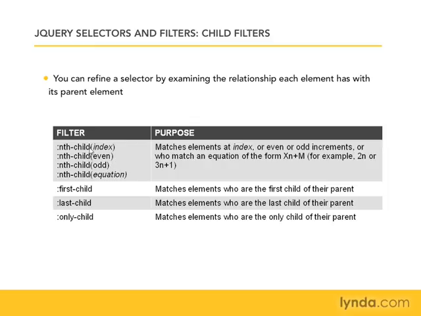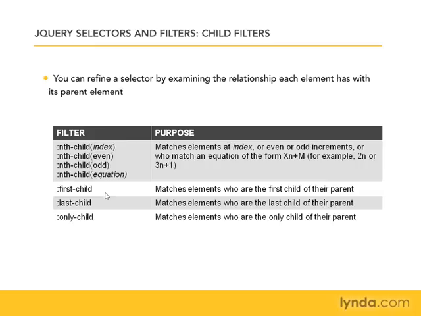The nth child, where you give it an index, will match all elements that are at that index inside the parent. And then the last one, which is pretty powerful, is the equation. You can actually give nth child an equation of the form xn plus m, and m is optional, obviously. So for example, you could say 2n for every second one, or you could say 3n plus 1, and then n will start counting at 0, and it'll count 0, 1, 2, and so on. And then this equation will be calculated, and then that will be the index of the element that gets selected, and we'll see an example of that in a moment.